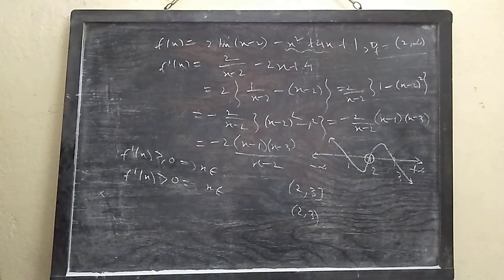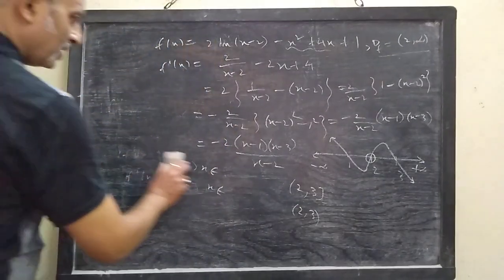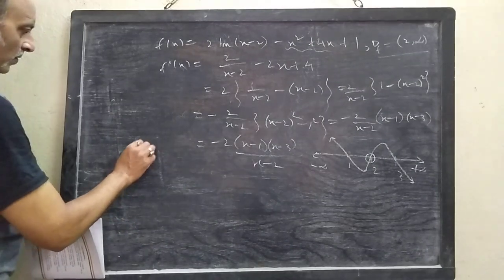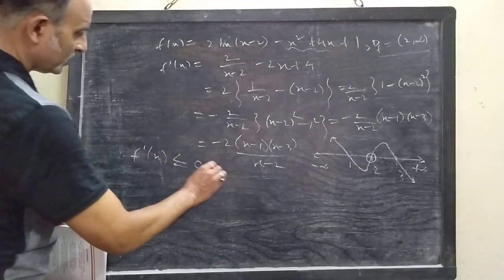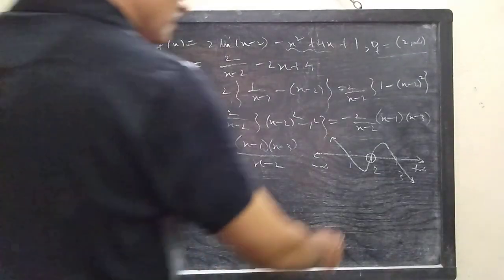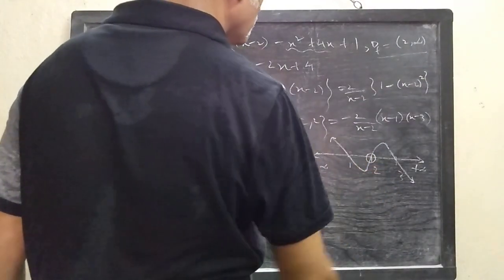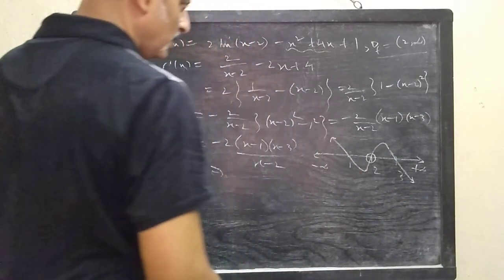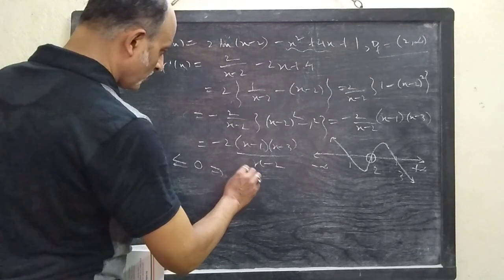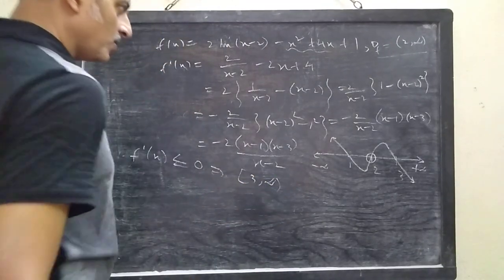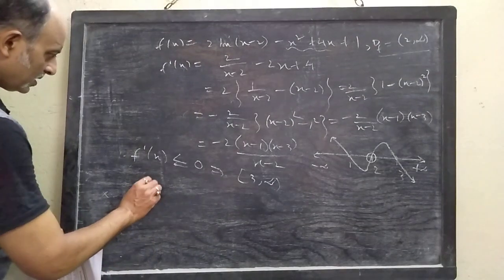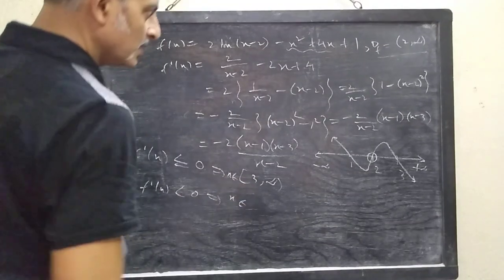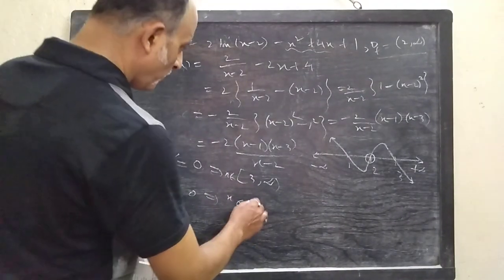Okay. Next, for decreasing and strictly decreasing, for f(x) to be decreasing, f dash x less than or equal to 0, where? Look, you can't go on the left side of 2, so this will be only in the interval closed 3 to infinity open, and this will be strictly decreasing in open 3 to infinity.